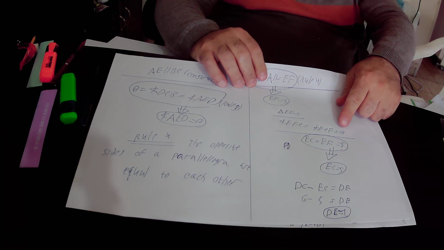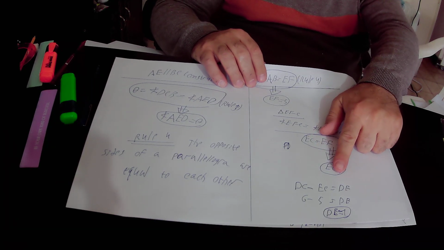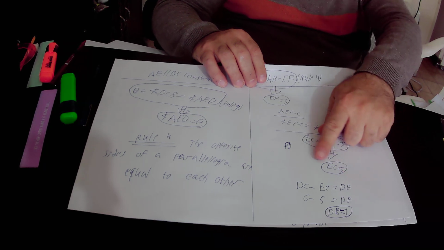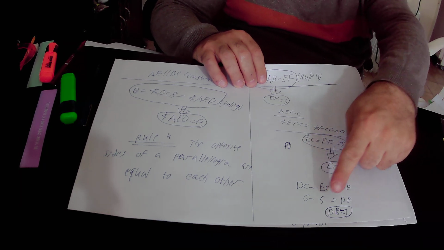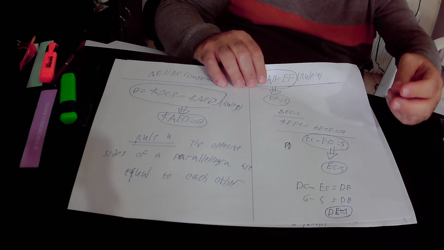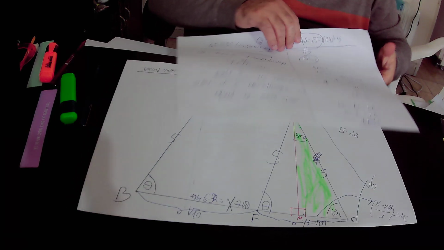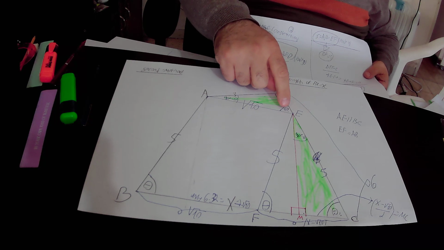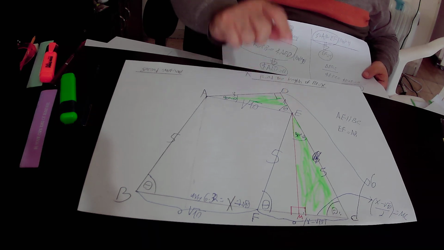Here, DC minus EC equals DE. DC equals 6 units. EC equals 5 units. Therefore, the small line segment DE is 6 minus 5, that is 1. So we found out that this line segment DE equals 1 unit.